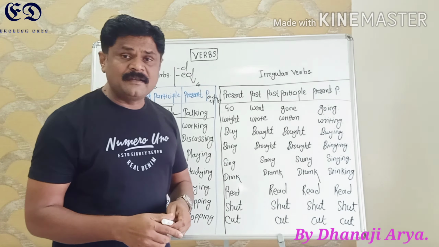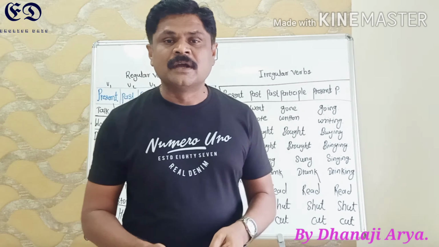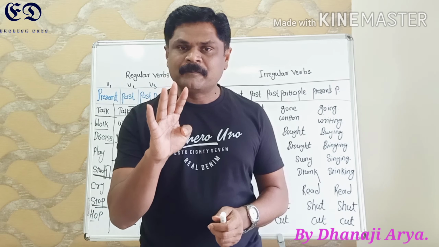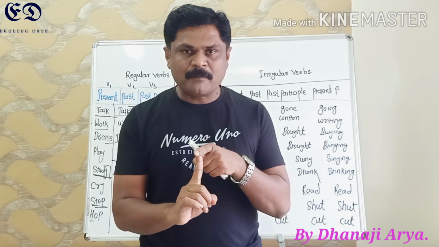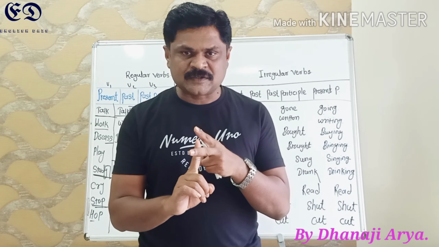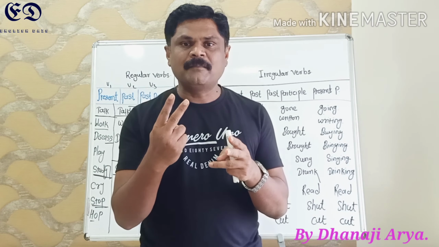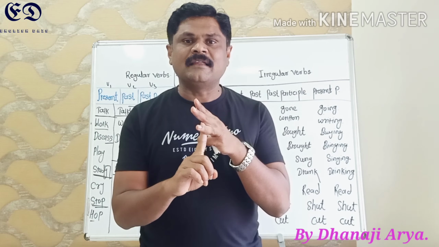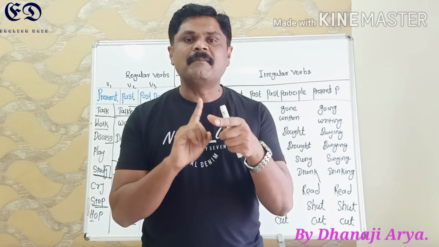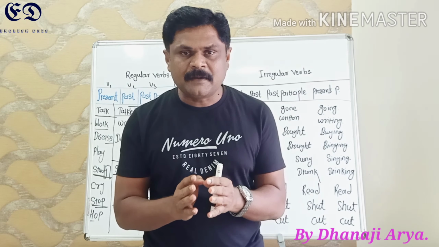So yes, my dear friends, when we are discussing verb forms, there are 4 forms of the verb. Number 1, the basic form. This is called the present form. Number 2, this is called the past form, the second form. Number 3, this is called the past participle. It is called the verb's third form. And number 4, this is called the present participle.